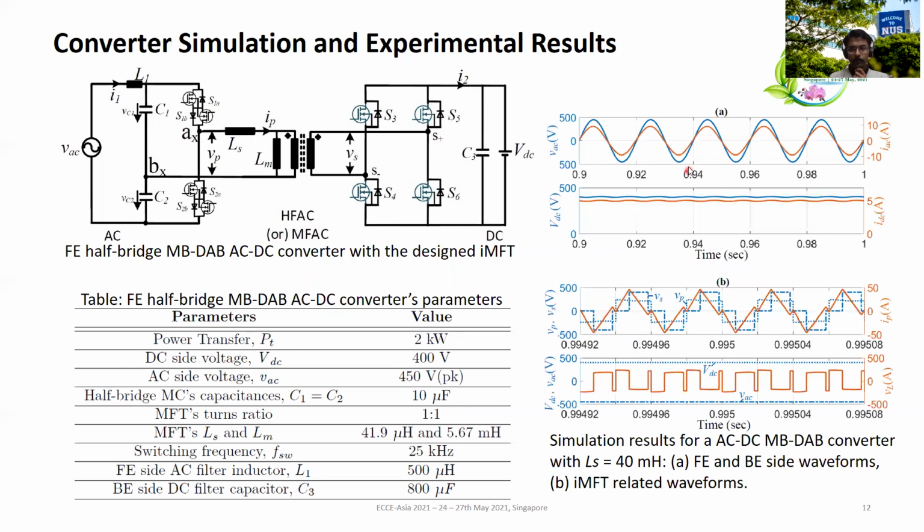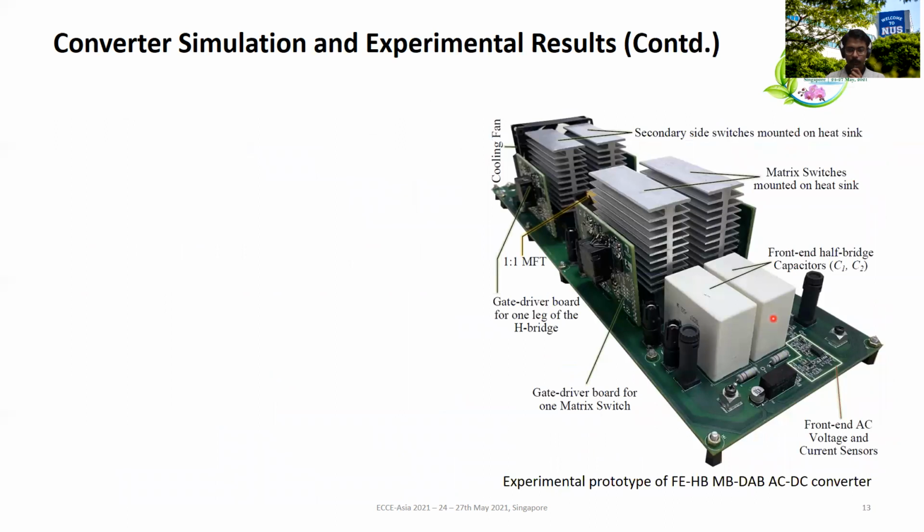800 microfarad. So here we get the AC side voltage and current, and the DC side voltage and current. Then we get all these parameters with respect to voltage, VP, VS, and the current IP for the medium frequency transformer, whereas VL is the voltage that is impinged across the LS or the leakage inductance of the medium frequency transformer.